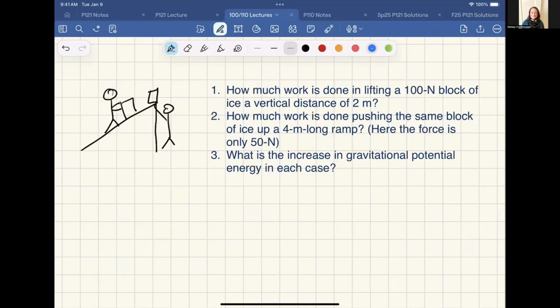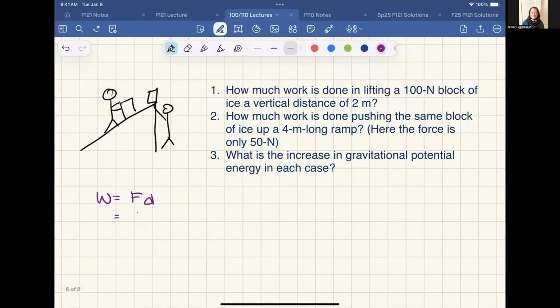So let's look at different color. We know the work done, right, is the force times the distance. So we'll just plug those in. 100 newtons times the distance of 2 meters. So that gives us 200 Newton meters or joules. So that's the work done for question 1.